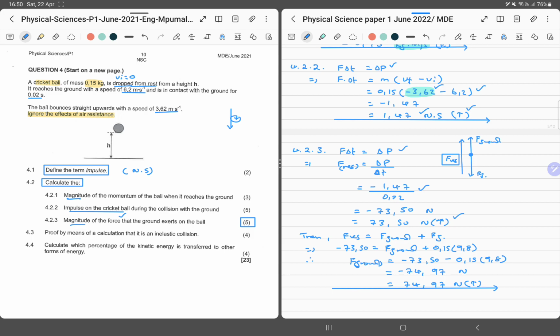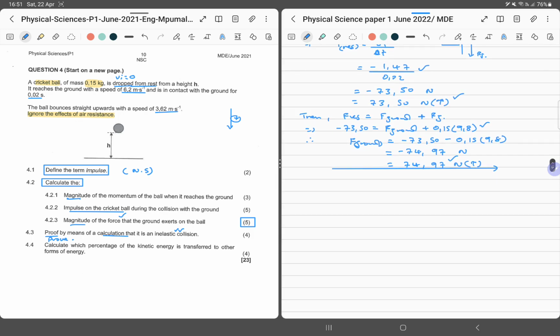So here they only wanted magnitude, so this is the fourth mark, and the fifth mark is actually this substitution over there. Great. So these questions are a little bit hot. And then it says prove. I mean, they meant prove, not proof. So it is supposed to be prove by means of a calculation that it is an inelastic collision. Okay. That one is just free marks.